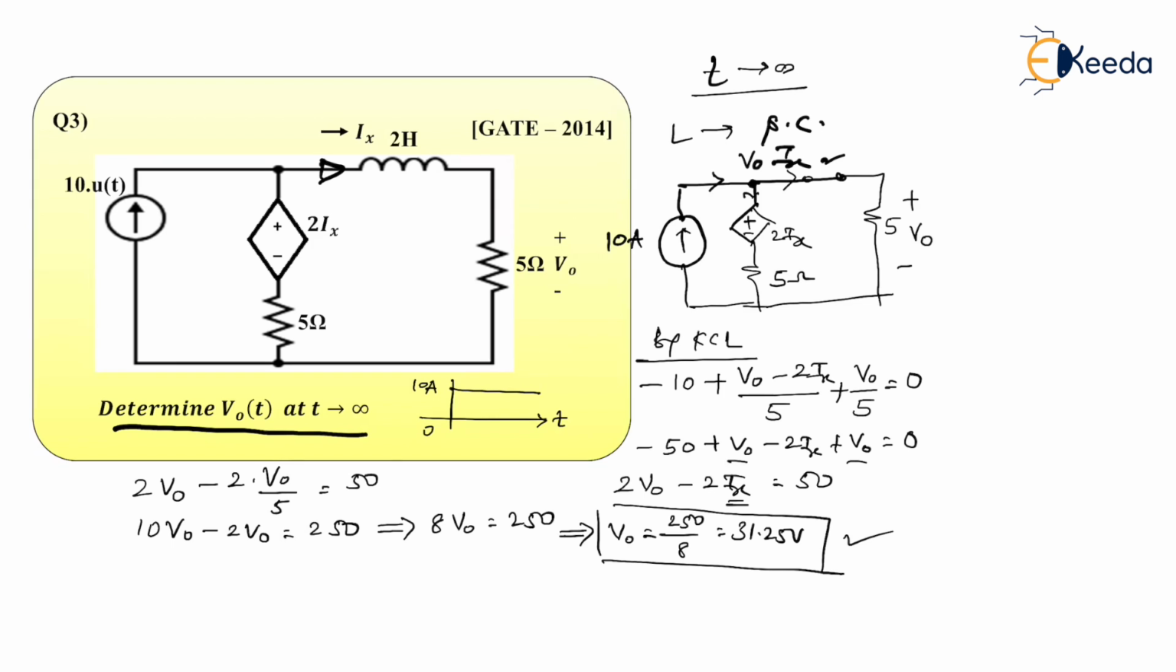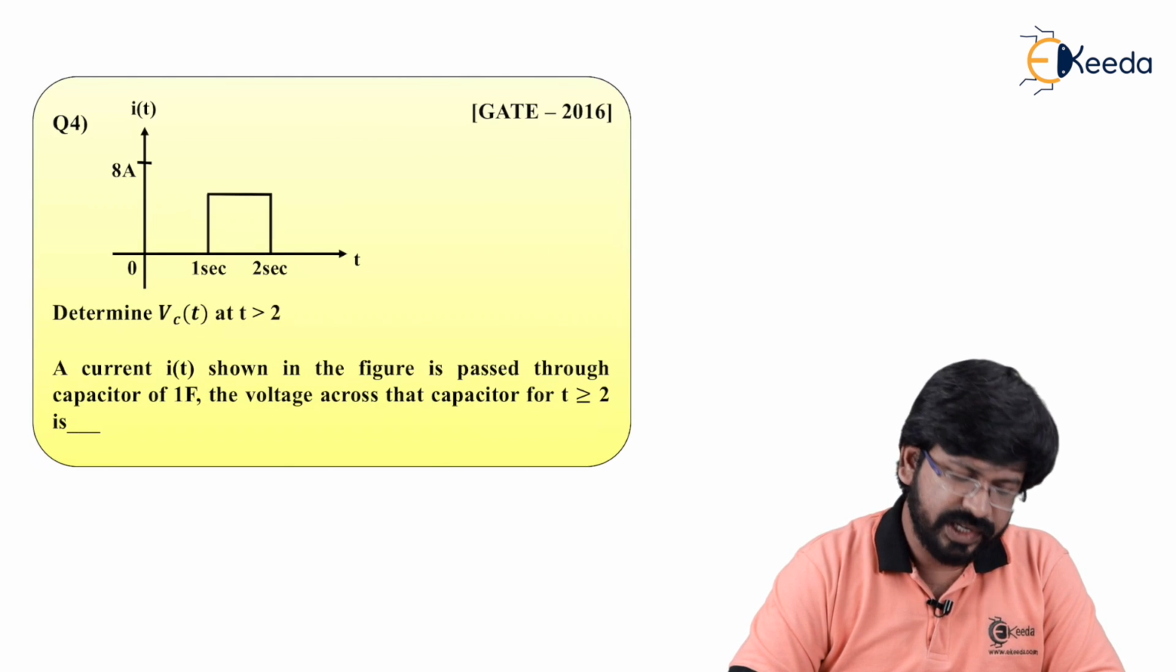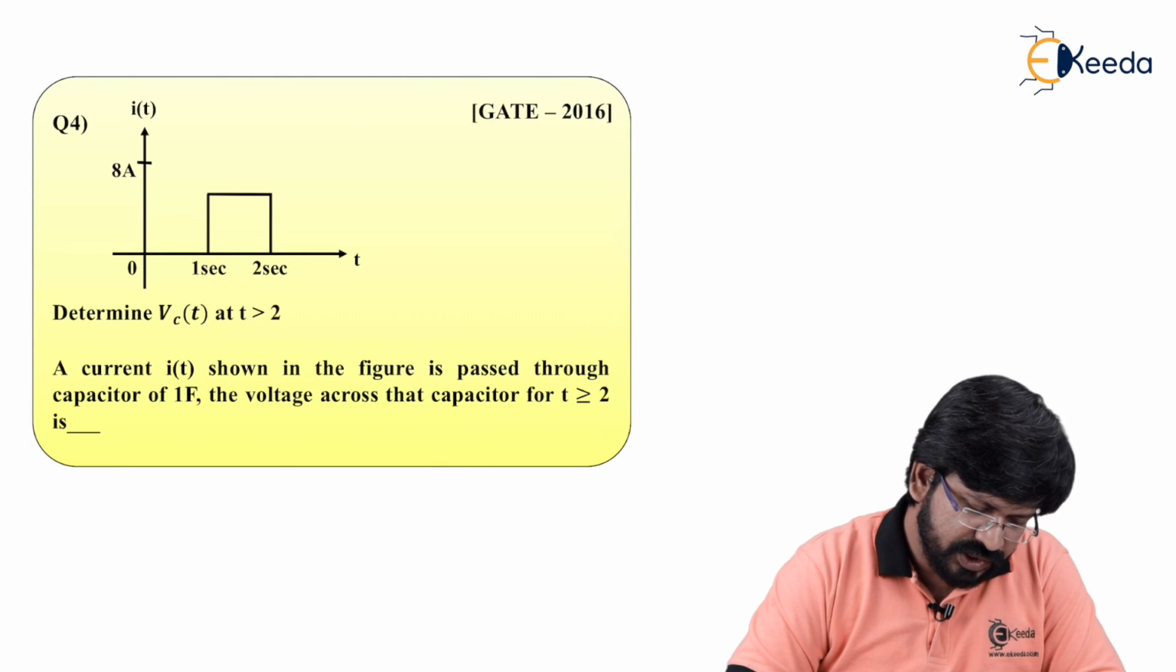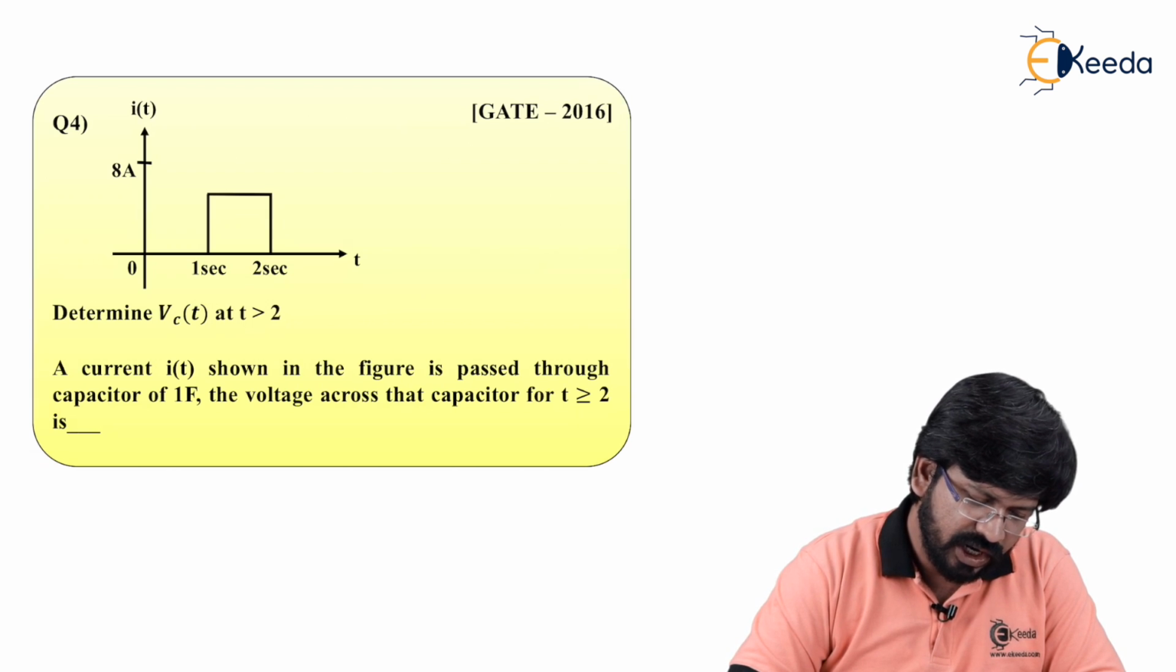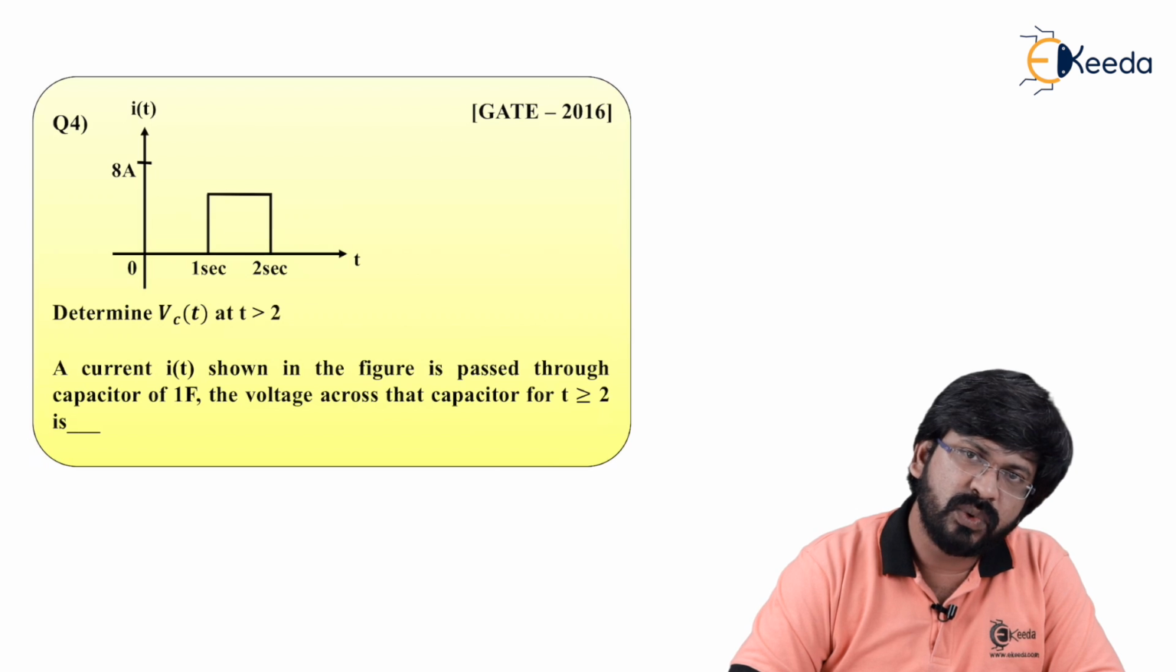Let's move to the next problem now. Question number 4 is now on the screen. I of t response is given. As you can see, it is valid from 1 second to 2 second, meaning I of t is non-zero between 1 second to 2 second.